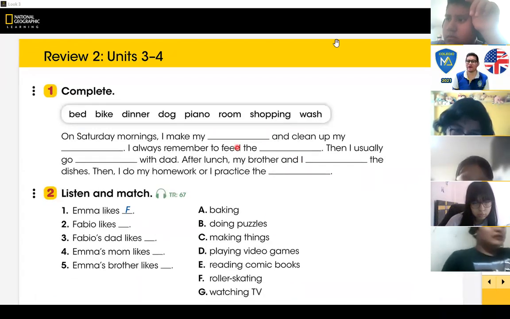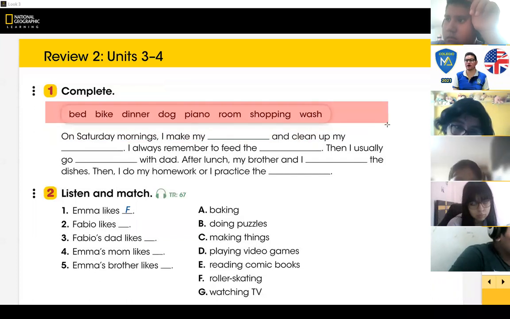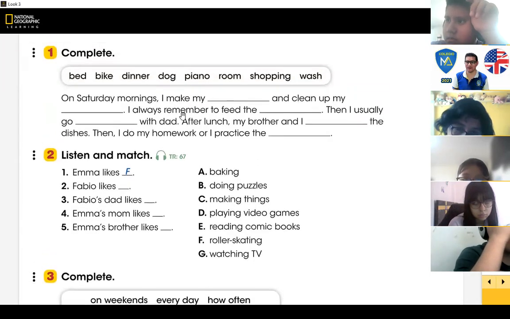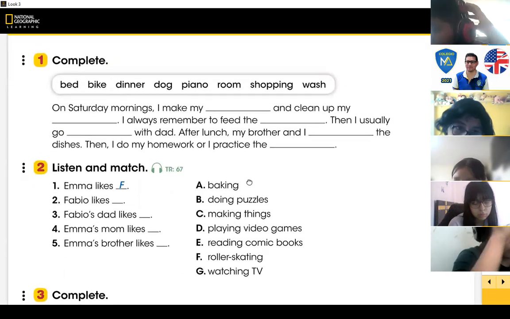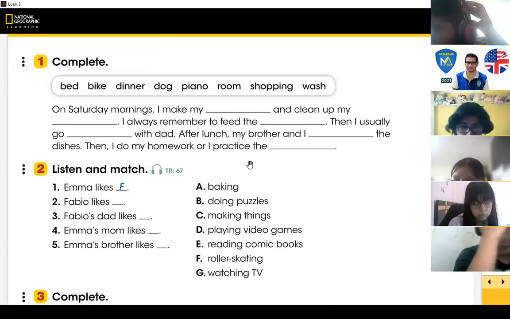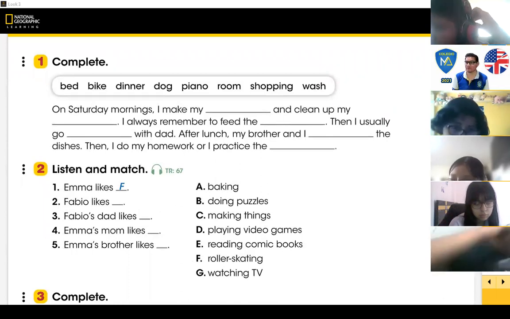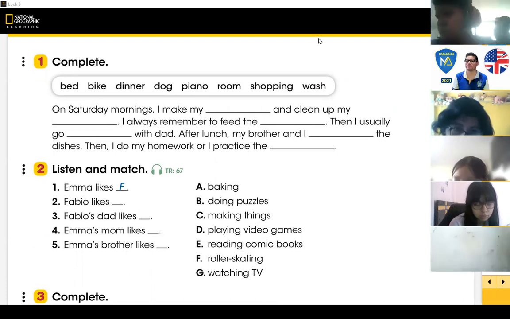Here it says, activity 1, complete. We have these options: bed, bike, dinner, dog, piano, room, shopping, wash. And we have to complete this reading. How are we going to complete this? Pay attention. Everyone, you're going to work with me, okay? This is going to be open microphone. Tell me, please, what's the answer here?